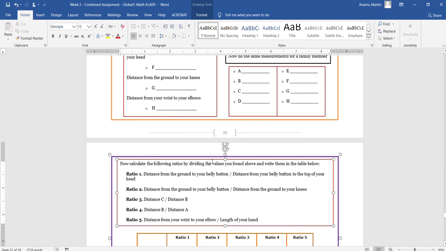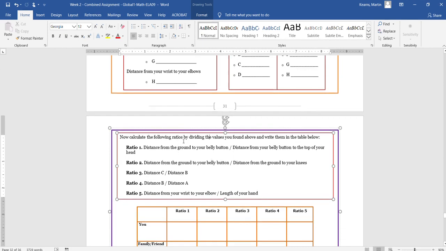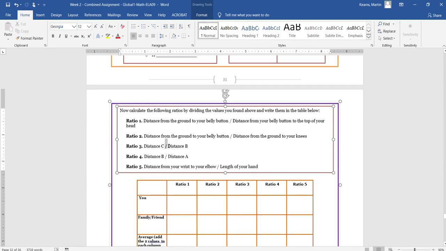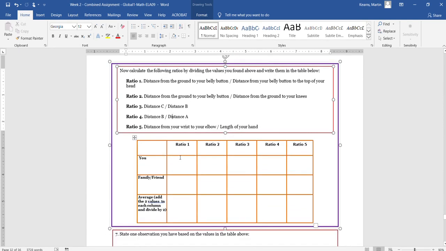When you're done with that, you're going to calculate the following ratios by dividing the values you found above and write them in the table below. Mr. Colvin tells you exactly how to do that. Ratio 1, ratio 2, ratio 3, and shows you the division symbol there. You're going to place these in the table below, okay?